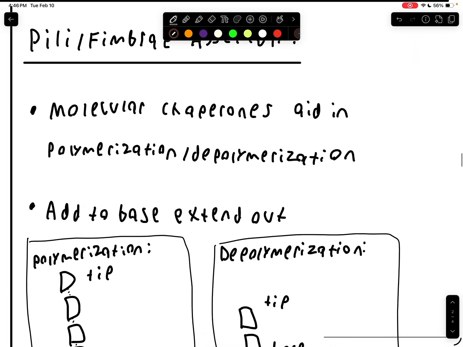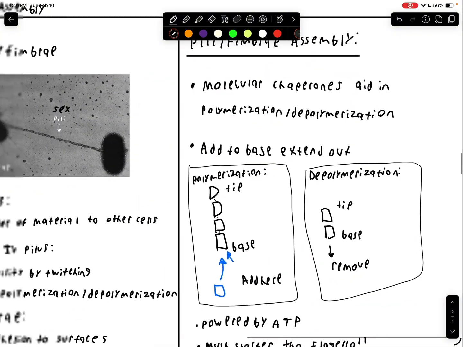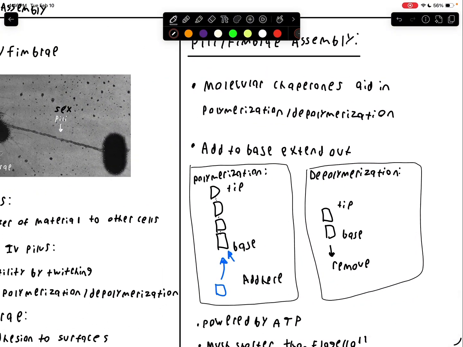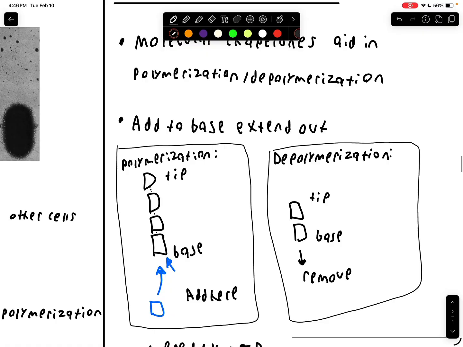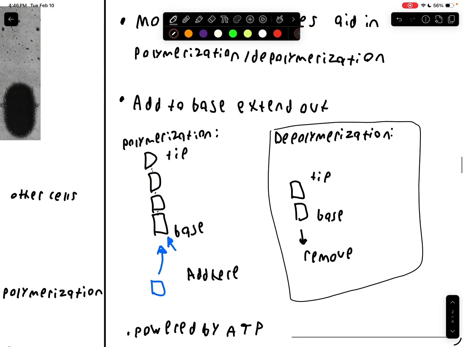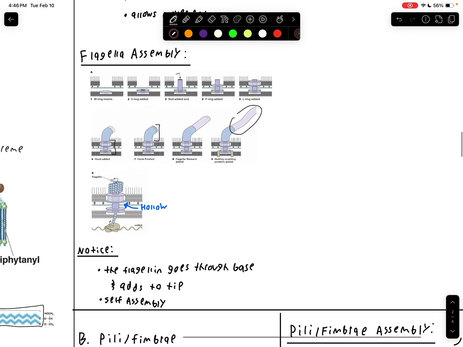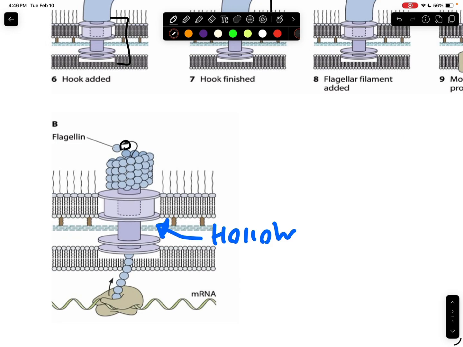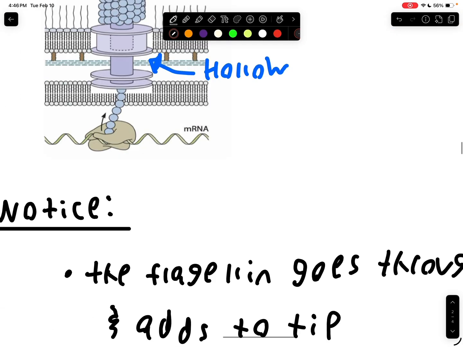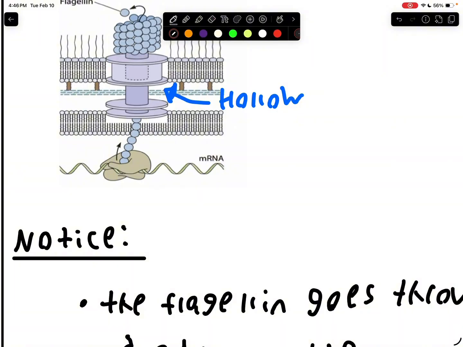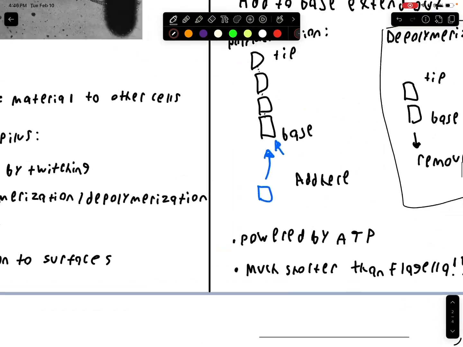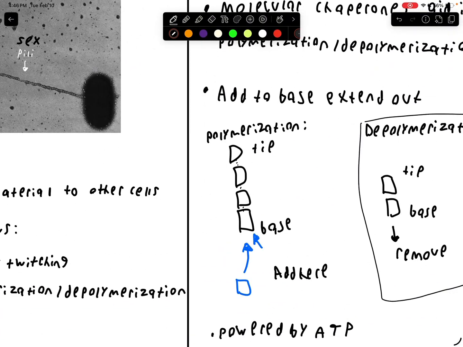Now, let's talk about how these guys form. They use molecular chaperones, which just means they need help, right? And we don't have to get into exactly what chaperones and stuff are helping them, but they need help. They can't self-polymerize. And so these guys add to the base and they extend out. So as you can imagine, with the flagella, you're adding to the tip, and that's growing. With these guys, this part isn't hollow. And so you're literally adding to the base. As you can see over here, you add to the base and it extends up. So you're pushing the base and you're increasing the base.